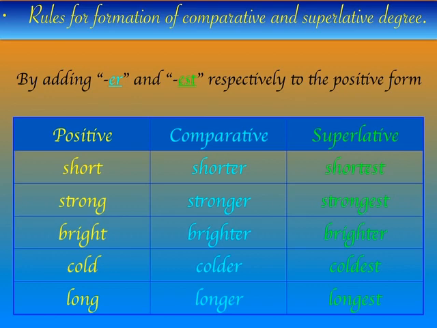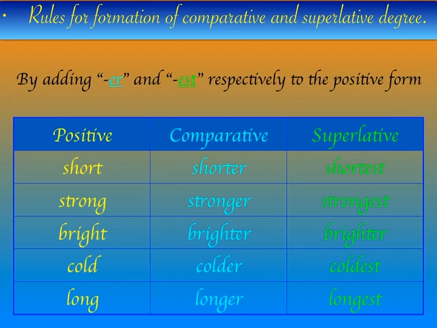The second word is strong. So here also after G, if we add ER, then it becomes comparative degree, that is stronger, and when we add EST, it becomes superlative degree. That means strong is the positive form, stronger is the comparative form, and strongest is the superlative form. In the same way, bright, brighter, brightest, cold, colder, coldest, long, longer, longest.